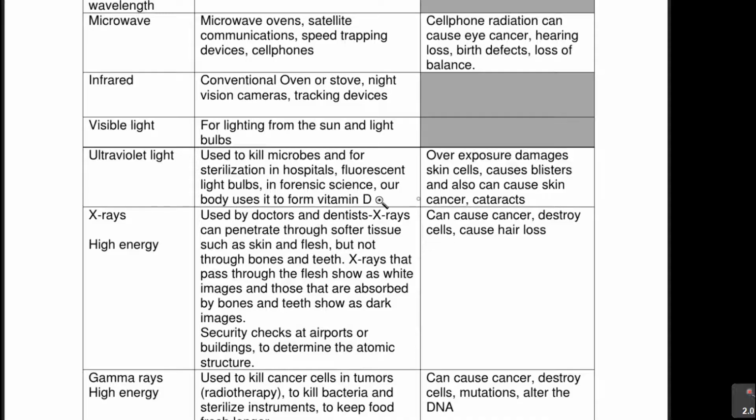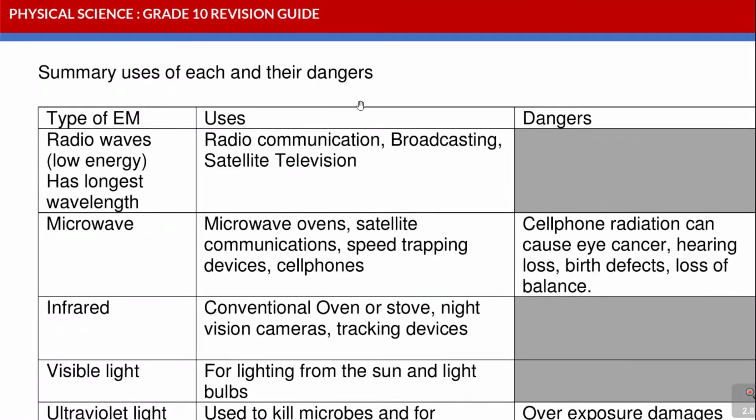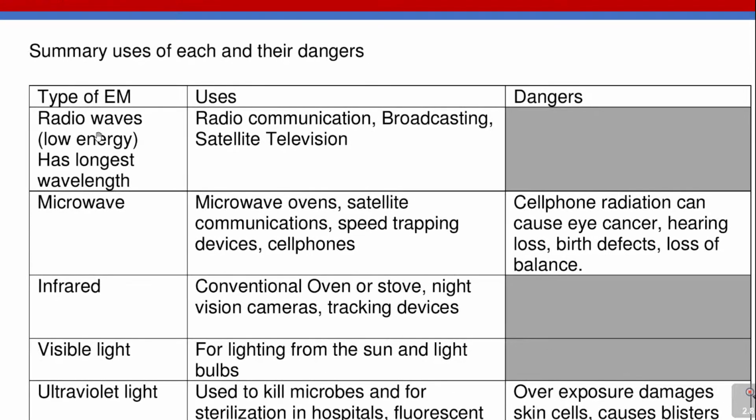The next thing is a summary, but your textbooks are going to give you more information. But these are the summaries you need to know whenever they talk of these. Radio waves, we said they are low energy waves. They have the longest wavelength. This is the order. So that's your number one, radio wave. Uses they will need you to know: radio communication, broadcasting, satellite television. Dangers, let's leave it there for now.